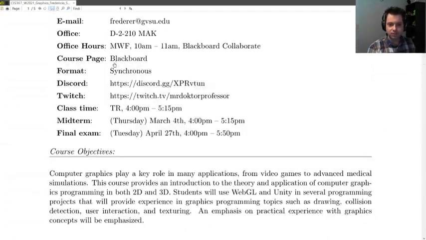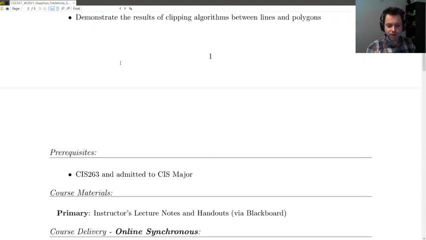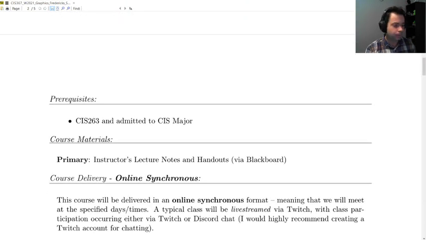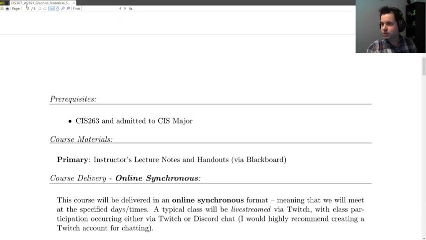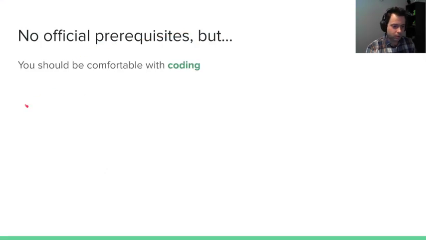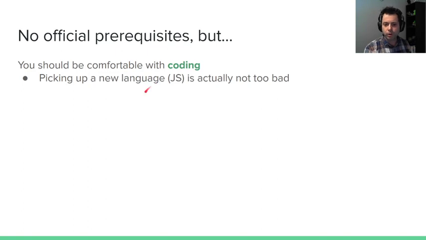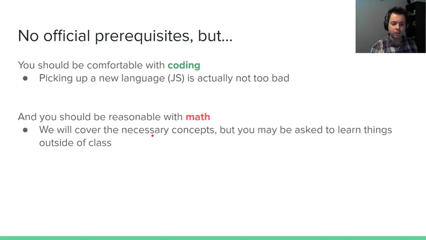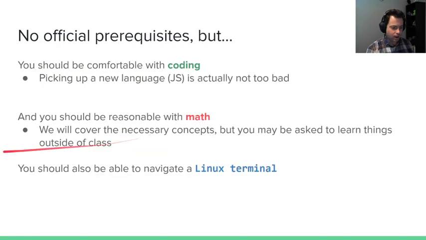Prereq is, if you've managed to get in here without it, you need 263 and to be a CIS major. So we've got that going for us. So yeah, be comfortable with coding, be able to pick up a new language, be decent with math. One other thing too, which is going to be helpful, is to be able to navigate a Linux terminal. This is mainly going to be for uploading your websites that you're going to be doing.